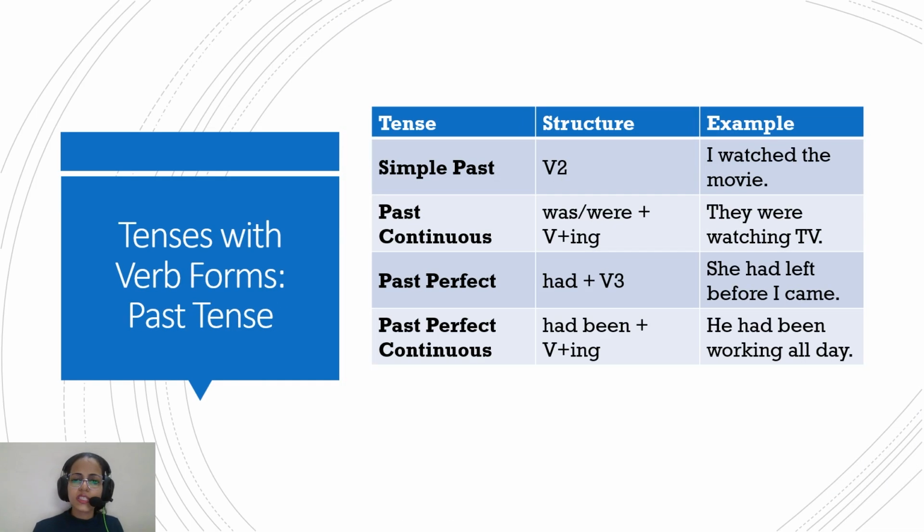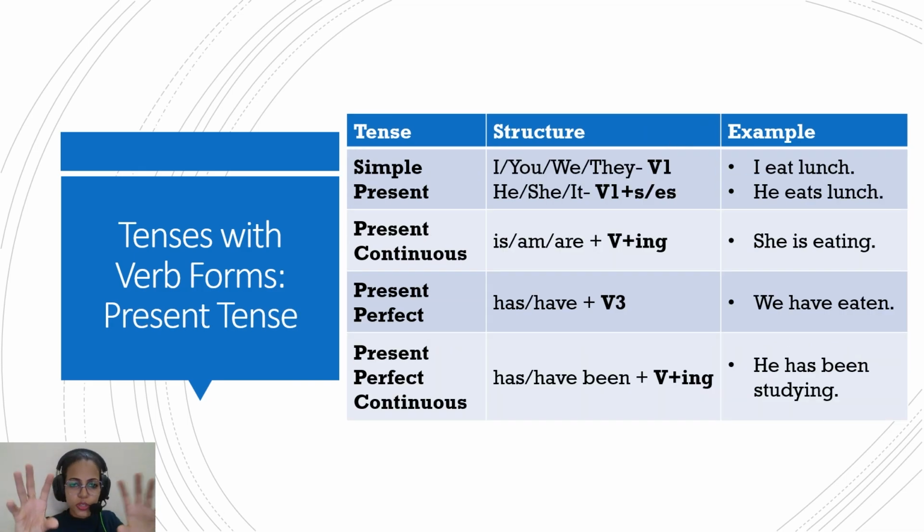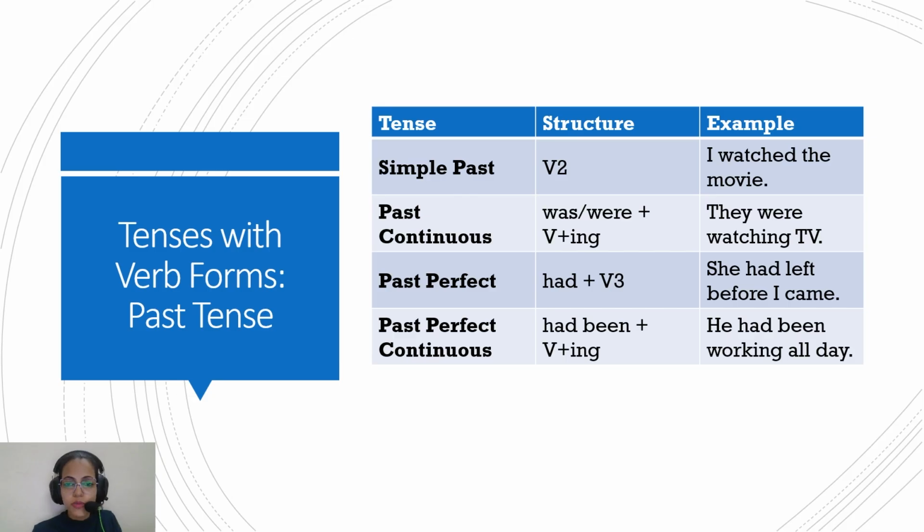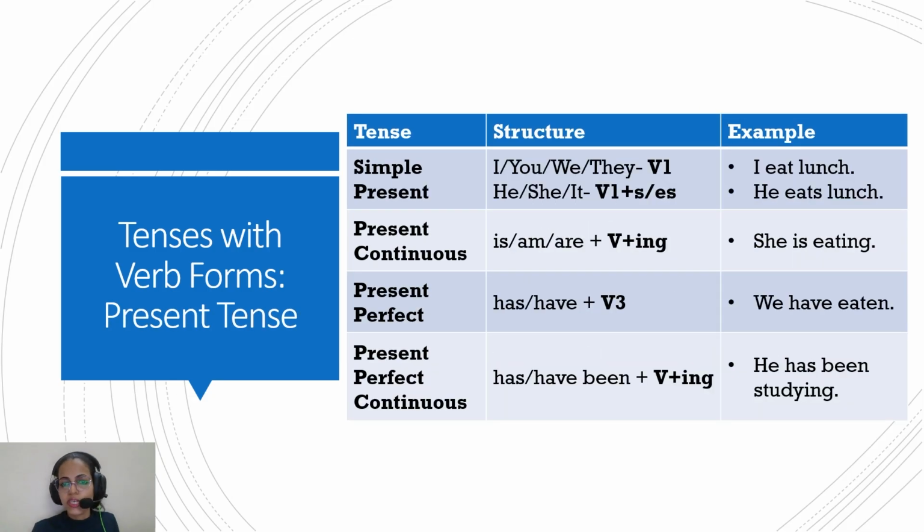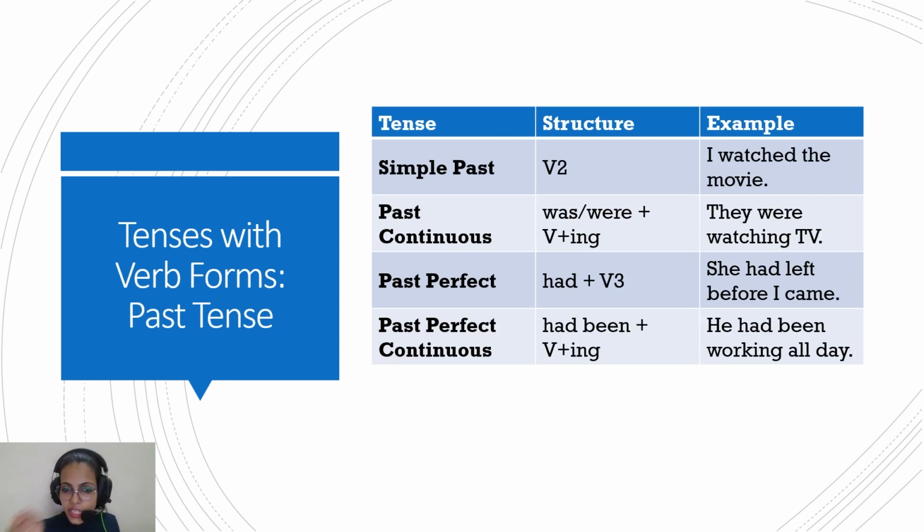So just go through these tables. Let's try to put them one by one and see what is happening from simple present to simple past to simple future. They are all following a similar pattern. For simple present, we follow the first form of verb. Here, the second form of verb.